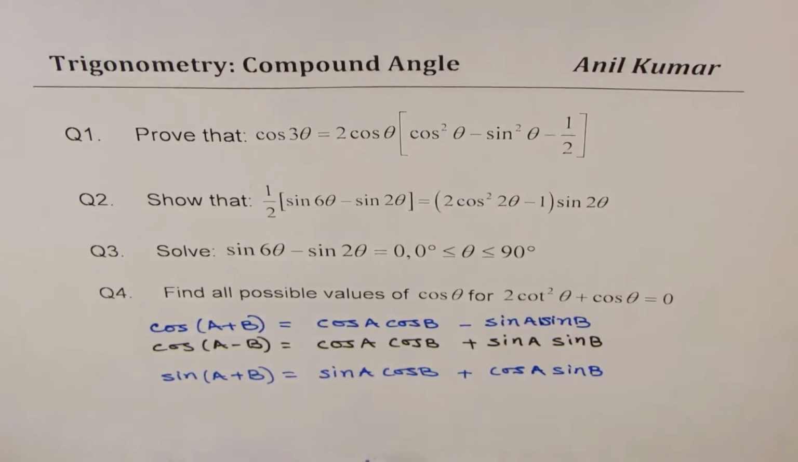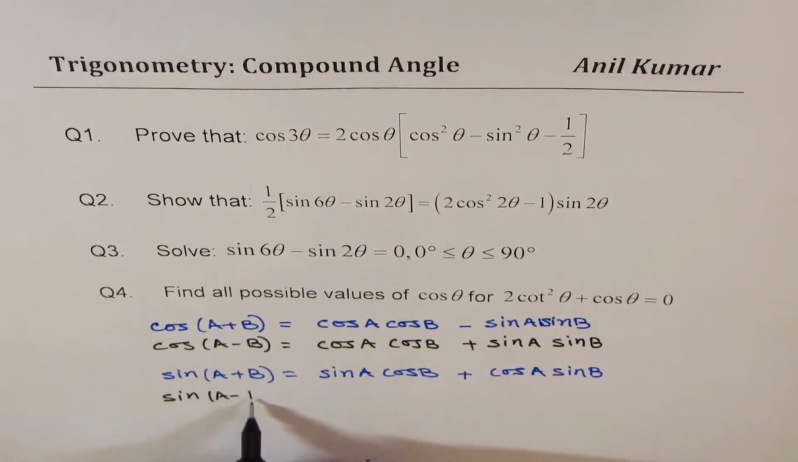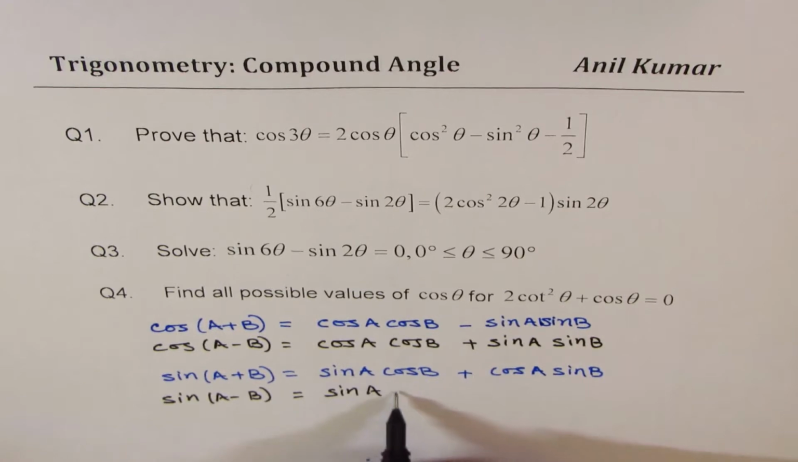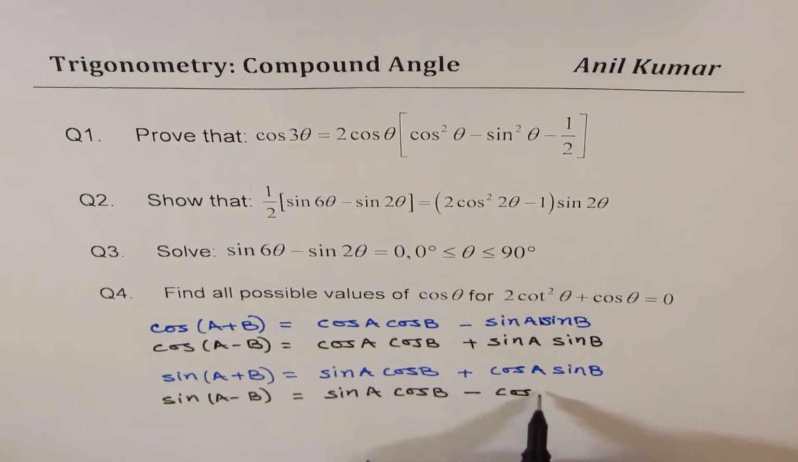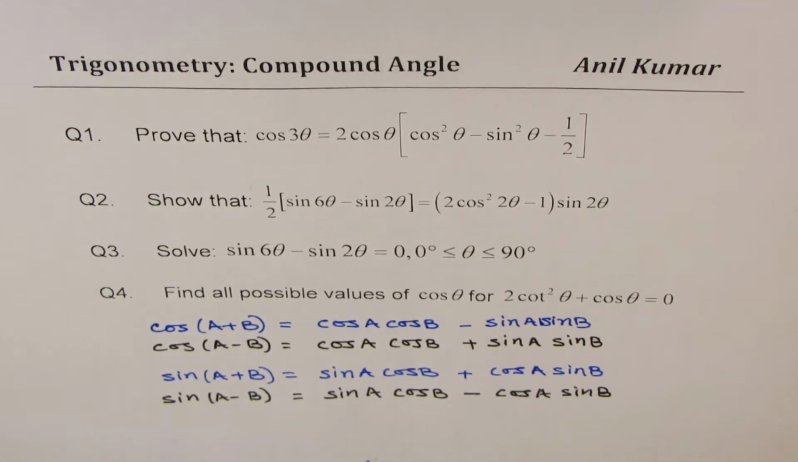With the negative value, I could write this as sin(A minus B) is sin A cos B minus cos A sin B, right? So these are the 2 formulas which will be applied.